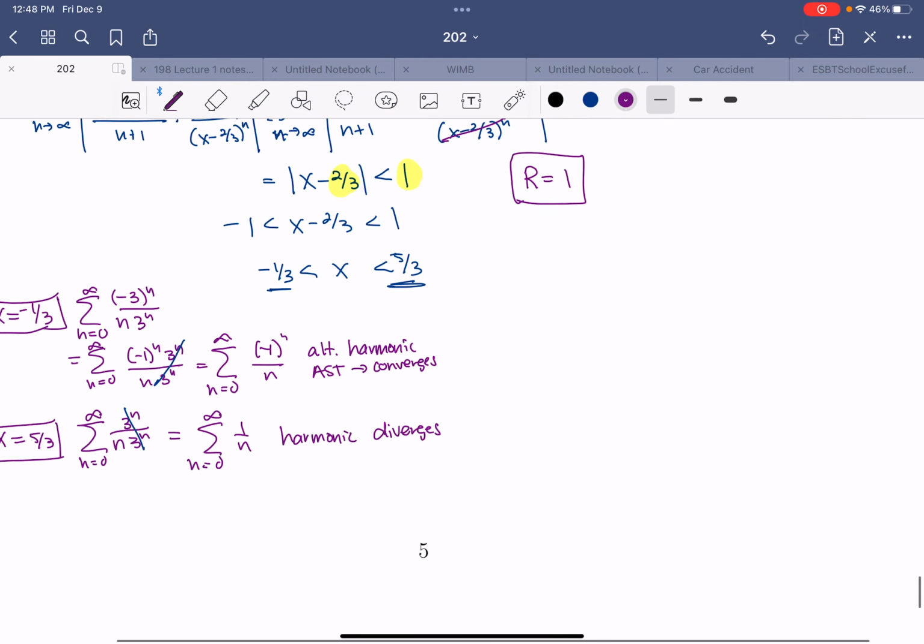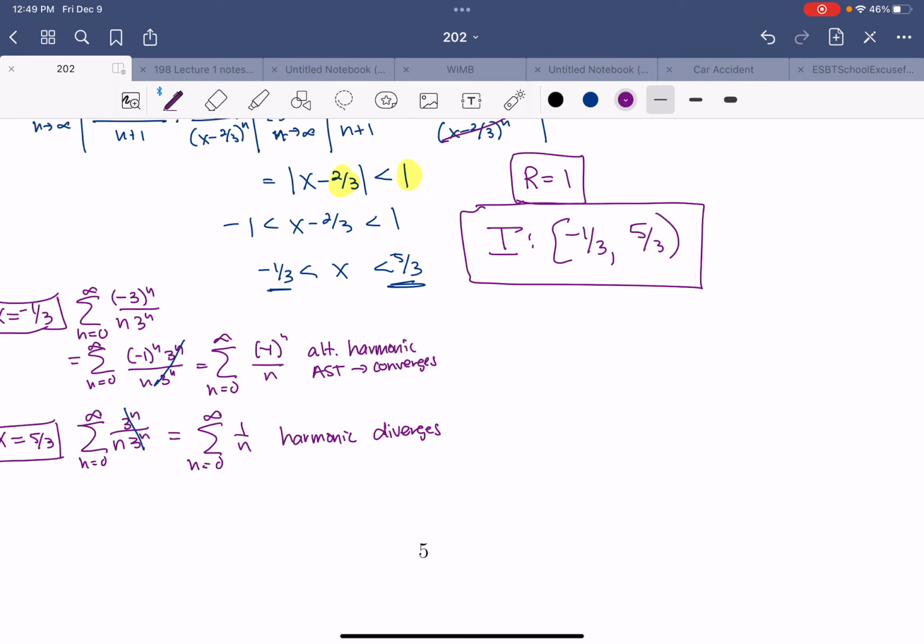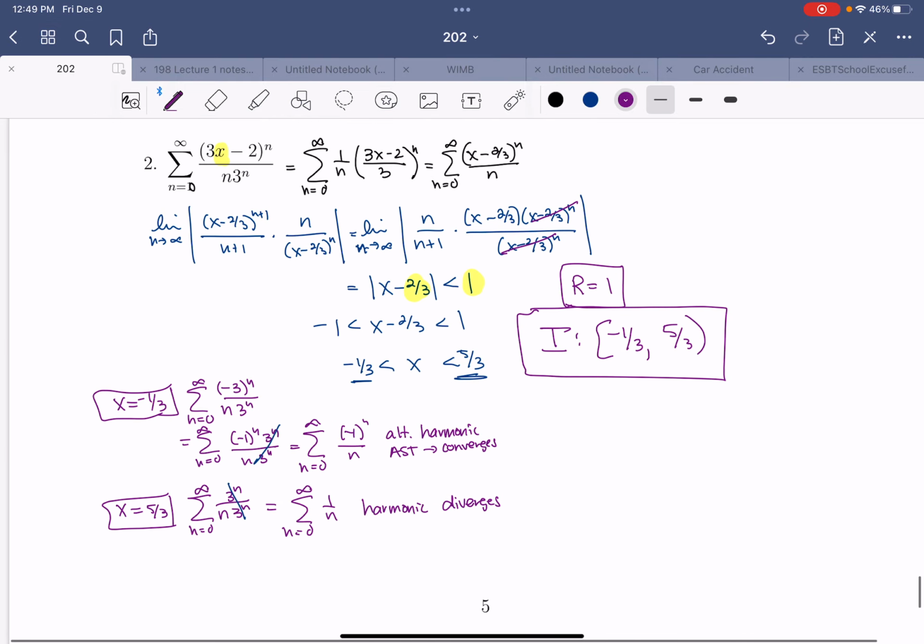So that means for my interval of convergence back up here, I am going to include the −1/3. So I want to include the −1/3, so I use brackets, and I'm going to not include the 5/3 because it doesn't converge there. And that will give me my radius and interval of convergence.